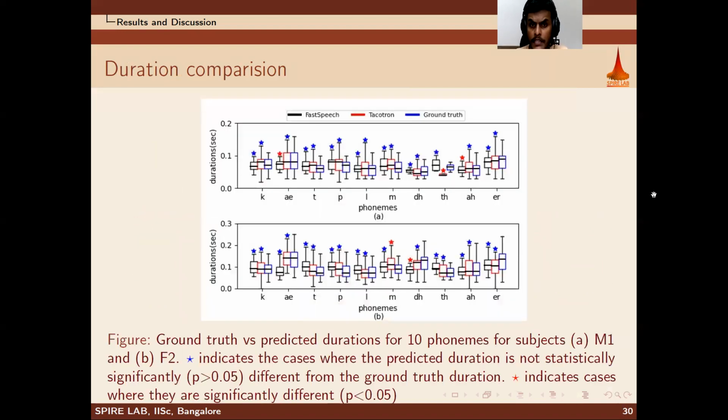Now let us compare the predicted durations of the different models. So here we are considering the fine-tuned versions of the model for two different subjects, and we are looking at durations from FastSpeech, Tacotron, as well as the ground truth duration. We find that after looking at the differences between these durations, only in very few cases are the FastSpeech predicted durations statistically significant.